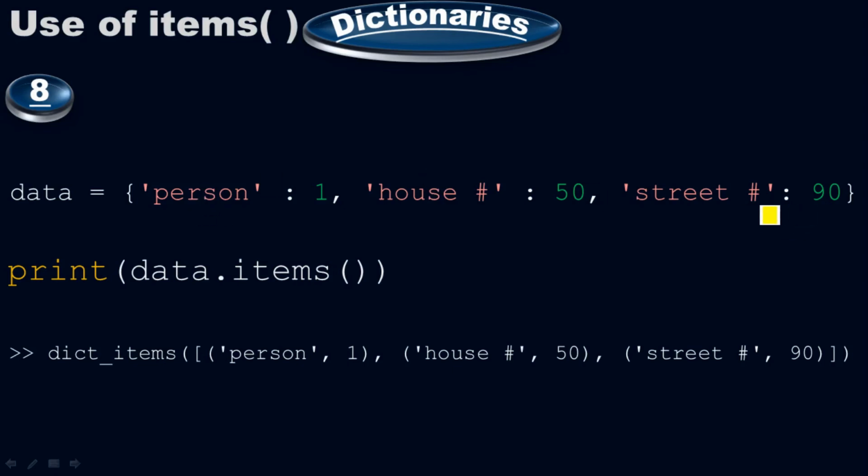So everything comes under the items. Person is one item, 1 is one item, house number is another item, 50 is another item, street number is another item, 90 is another item. But since we are doing it for the dictionary, therefore they will be in pair form, in key value form. This whole thing from here up to here is called the dict items, which means dictionary items.